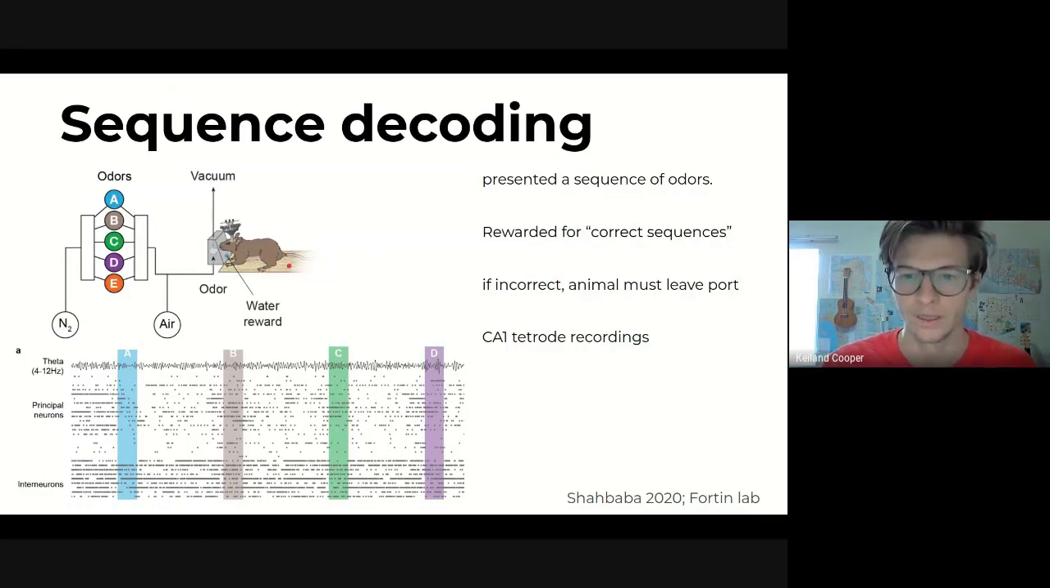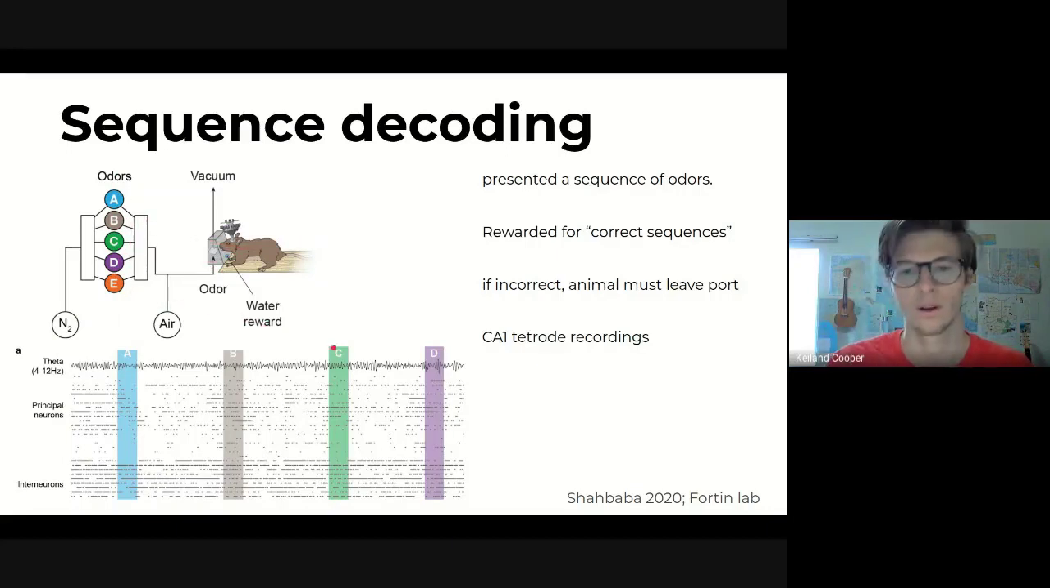And so we give an animal this sequence task, where animals, particularly rodents, are really good at odors. So we make them learn an odor sequence. We tell them A, B, C, D, but these could be lilac, mint, pick your favorite odor. We have all sorts of different ones that we use in here. And they have to learn this sequence of odors.